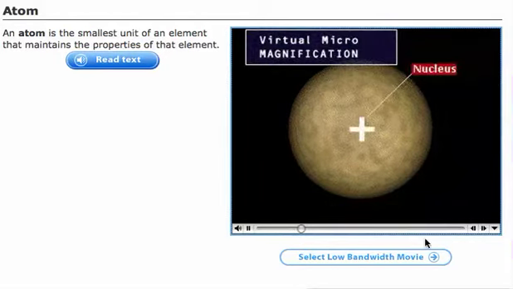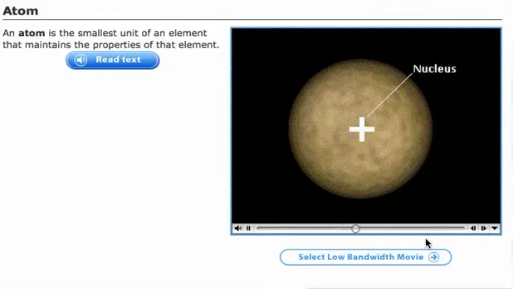Atoms have a positively charged nucleus, composed of protons and neutrons, and a negative electron cloud consisting of different energy levels.